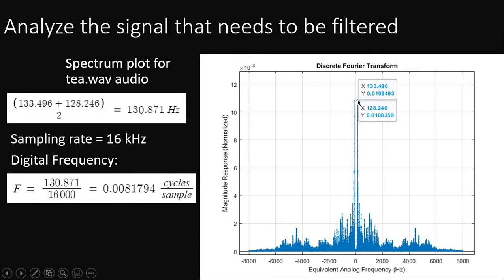This peak has 2 points at 2 different frequencies, and we can get the most accurate results by summing those 2 frequencies and dividing by 2. So here, if we do that with these 2 values, we get around 130.9 hertz, and that's the frequency we want to get rid of as per the lab requirements. Now for this lab, we'll use a sampling rate of 16 kilohertz, and that gives a digital frequency of your analog frequency divided by sample rate, which in this case will give us 0.0081794 cycles per sample. So that's the digital frequency that we are hoping to get rid of with our filter.